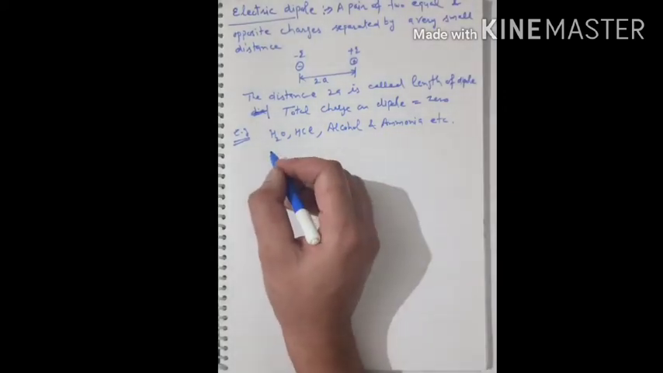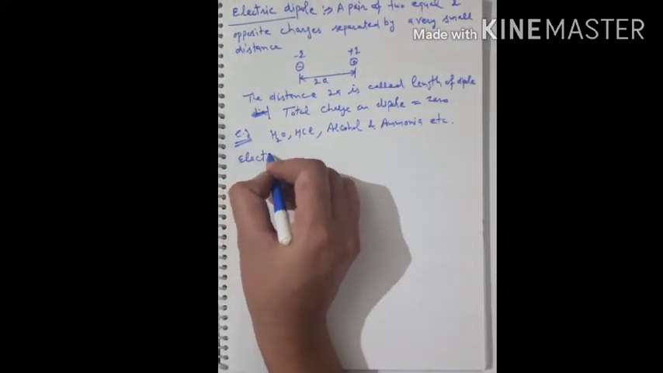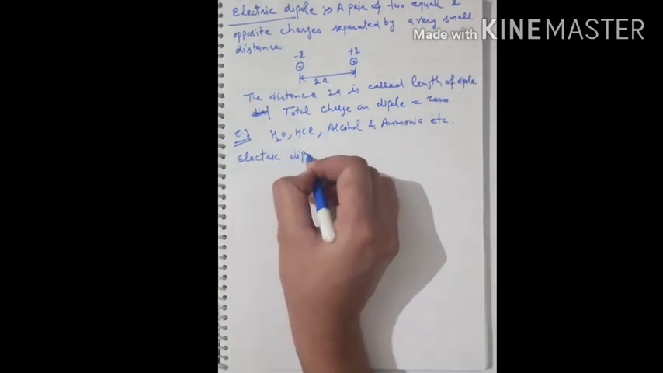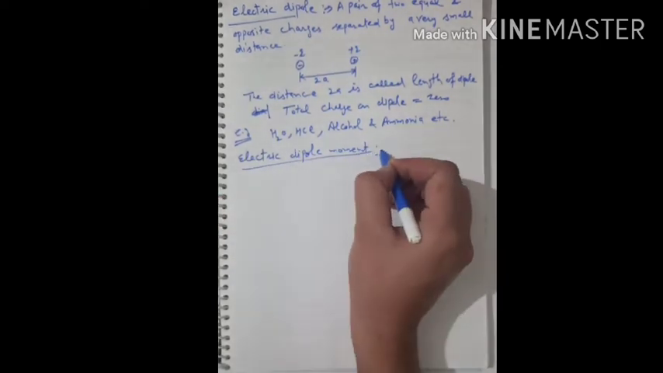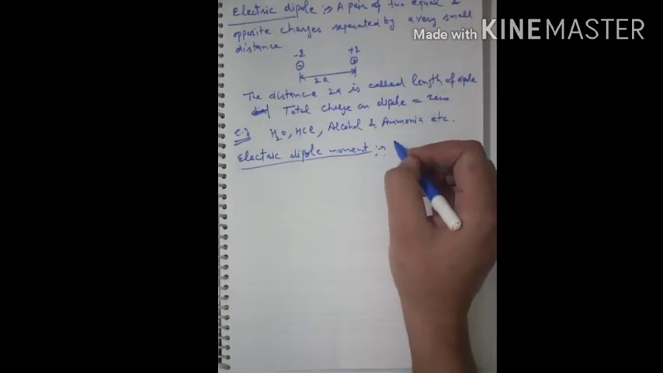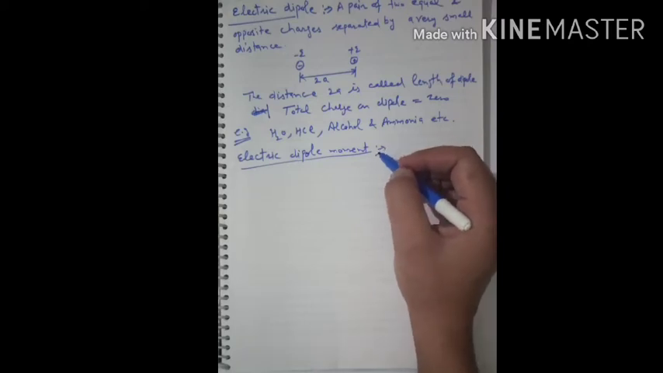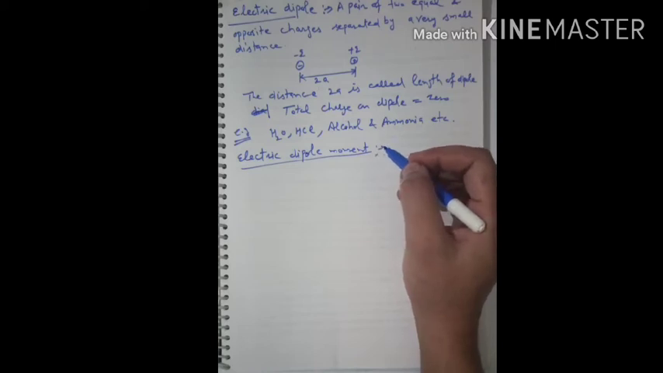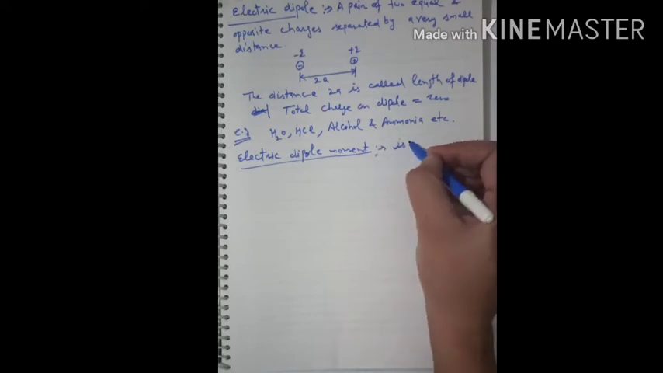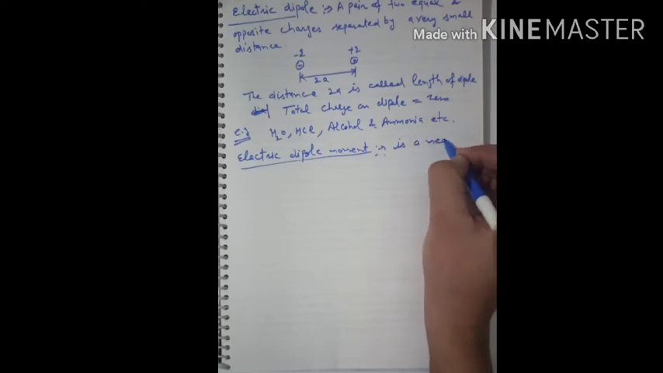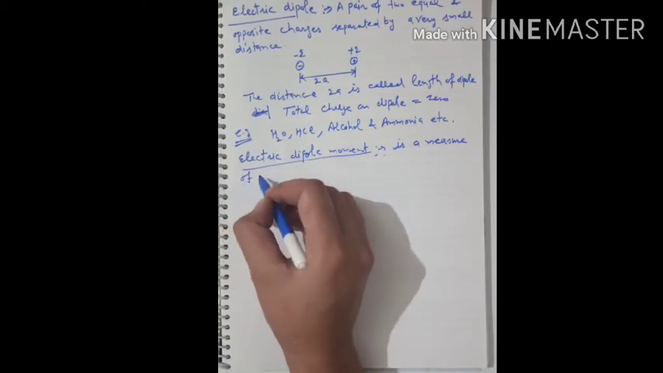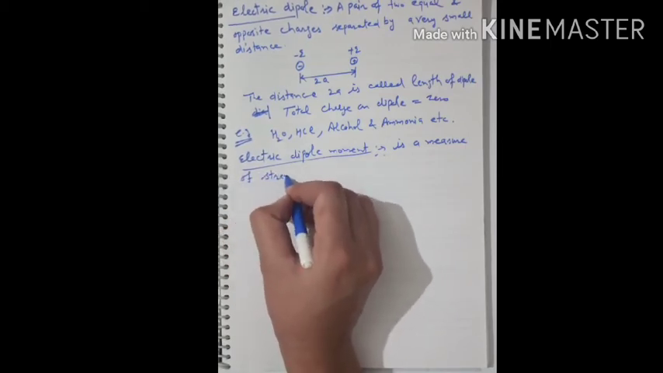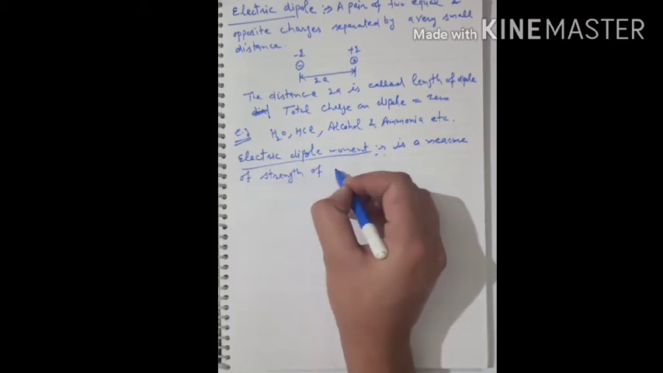Next is the electric dipole moment. It is the measure of the strength of an electric dipole. So the electric dipole moment measures the strength of the electric dipole.